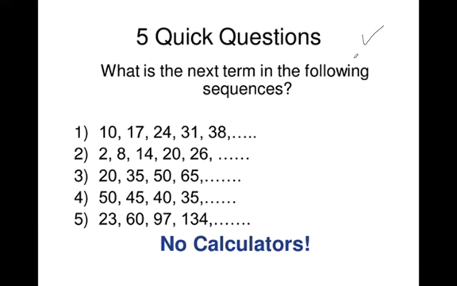Okay, welcome back. The correct answers here, we're adding 7 each time. So this would become 45. Here we are adding 6 each time. So this would be 32. Here, this one's pretty easy. We're adding 15 each time. So this one would be 80. Here we are subtracting 5 each time. So this would be 30. And this one we are adding 37 each time. So the answer for the next one would be 171.